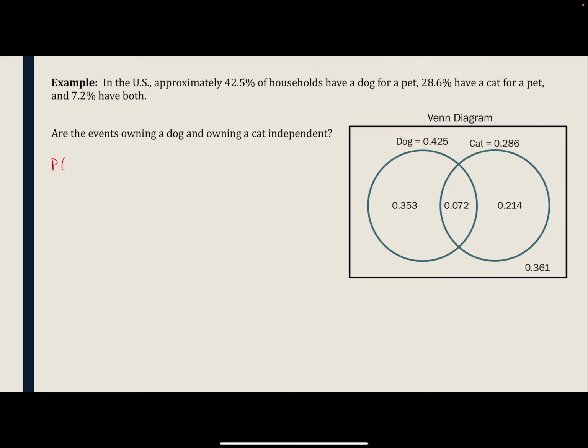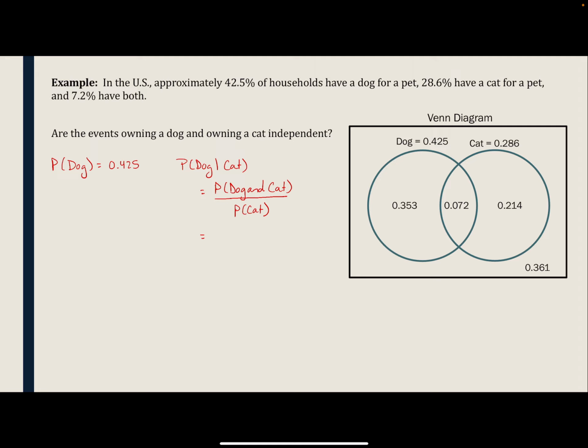So let's look at the probability of observing a household with a dog. Well, that's given to us in the problem at 0.425. We're going to compare that to the probability that a household has a dog given that they have a cat. Does having a cat change the probability of having a dog? Well, this is going to be the probability of having a dog and a cat divided by the probability of having a cat.